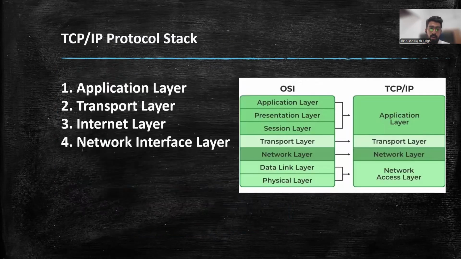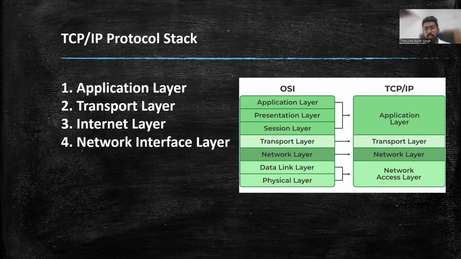Okay, this is about the TCP/IP protocol stack. Now let's move on to the TCP/IP protocol stack, which is the practical implementation used in modern networking. Unlike the OSI model, the TCP/IP stack consists of 4 layers, each combining the functions of multiple OSI layers. Here's the breakdown: application layer, transport layer, internet layer, and network interface layer.